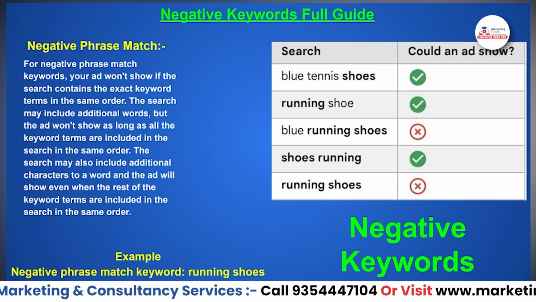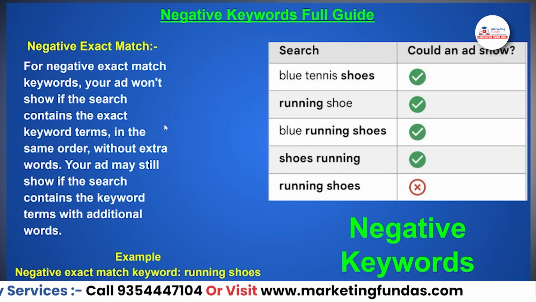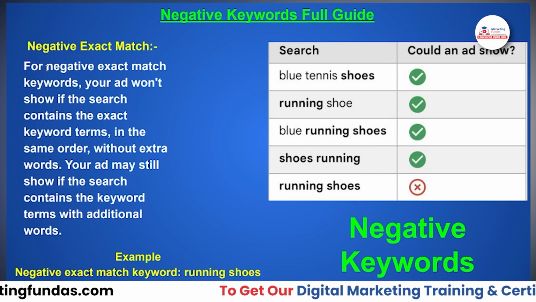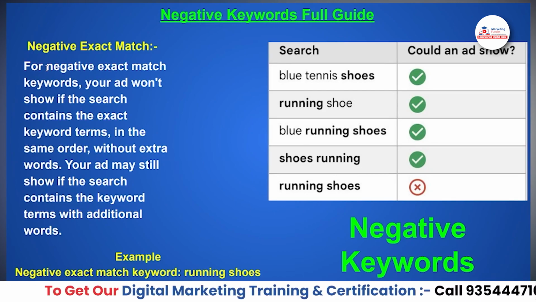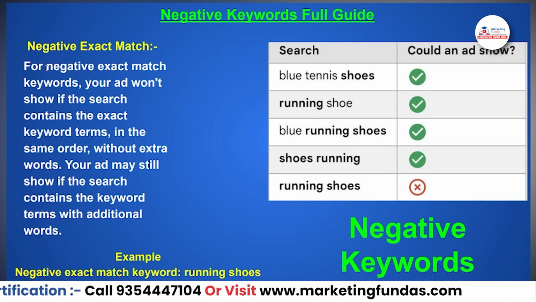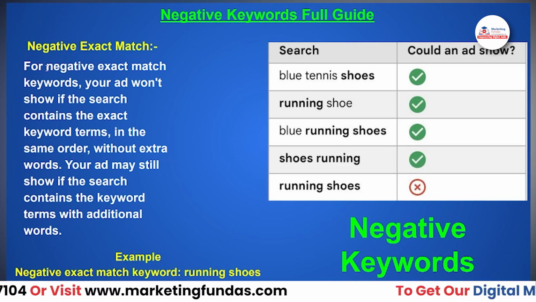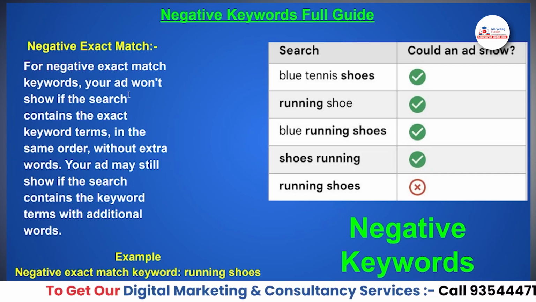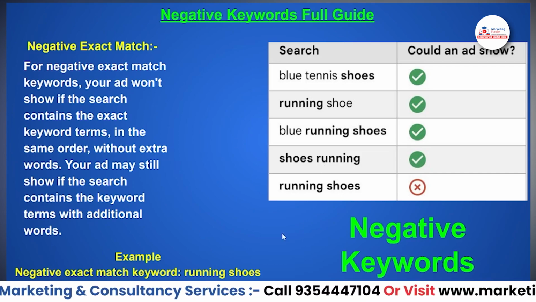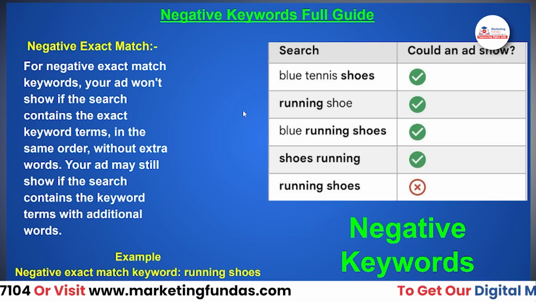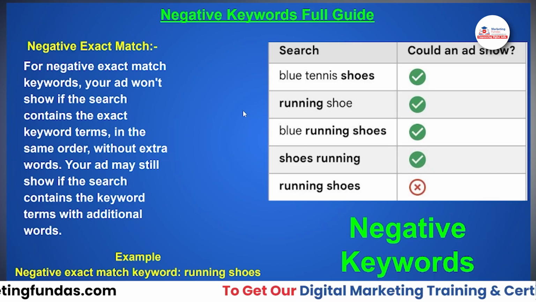Now let's talk about the last one, which is negative exact match. For negative exact match keywords, your ad won't show if the search contains the exact keyword terms in the same order without extra words. Your ad may still show if the search contains the keyword terms with additional words. So in exact match, your keyword should exactly match the search term in order not to show the particular ad, right?